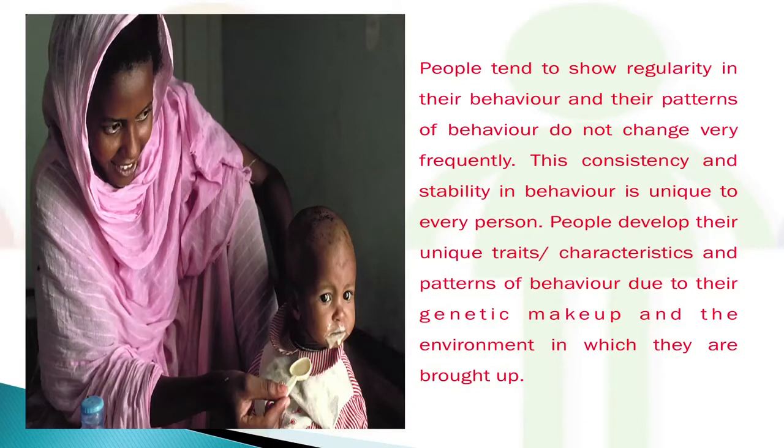People try to show regularity in their behavior, and their patterns of behavior do not change very frequently. This regularity and stability in behavior is unique to every person. People develop their unique traits, characteristics and patterns of behavior due to genetic makeup and the environment in which we are brought up. We get certain characteristics from our parents through genetic codes.